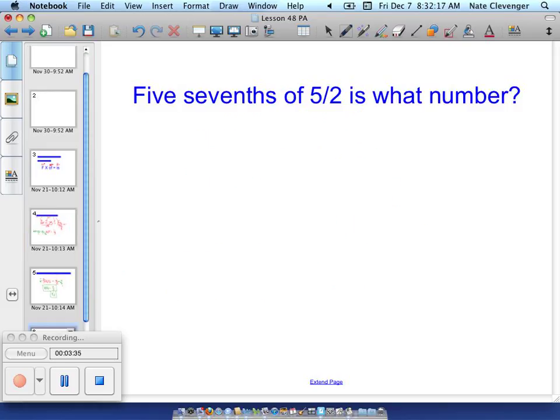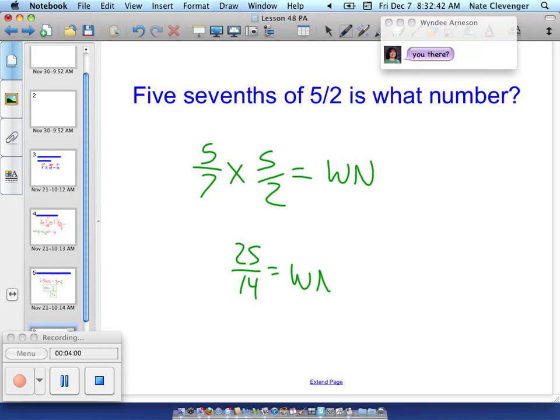All right, it's not the last one, but this one's easy. 5/7 of 5/2 is, and there's that what number again, so WN. Just multiply. I'm not going to have to manipulate this problem, am I? Because it's already set up as multiplication. So Kenny, what am I going to end up with when I multiply these two? 25 over 14. Great. Good job.